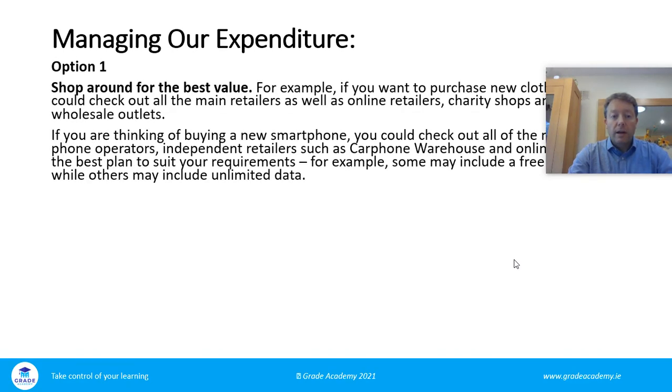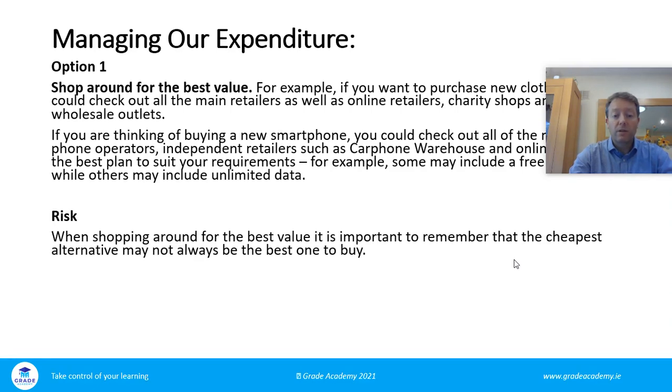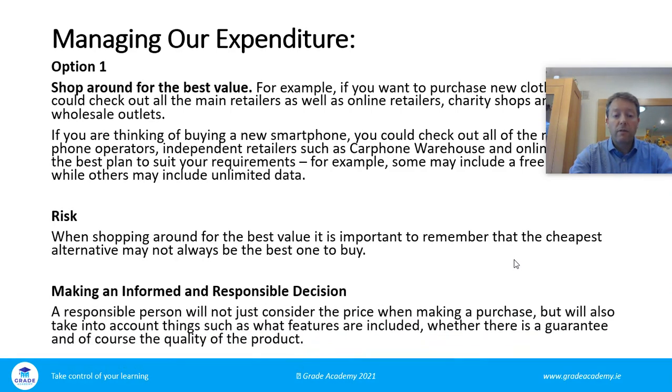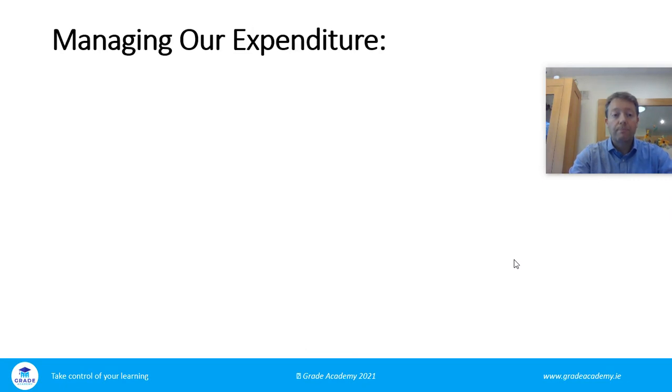Managing our expenditure. So I'm going to give you 5 options here again to manage your spending throughout your lifetime. Option 1, shop around for the best value. Don't always go into the first shop and just be willing to pay. Shop around. There is a risk, but make that informed and responsible decision for your income and for your expenditure and managing your money.